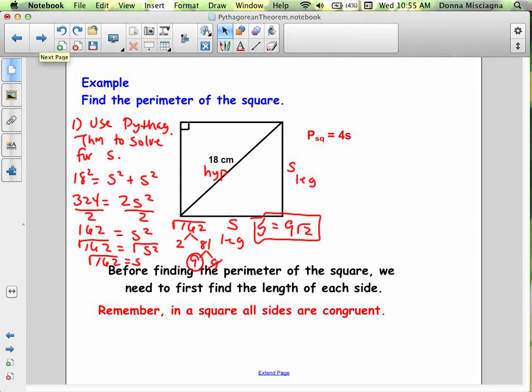Must be a glitch there. That's the side of the square. Look at that. That's a horrible looking rectangle and I boxed my S in. All right, so now let's find the perimeter.